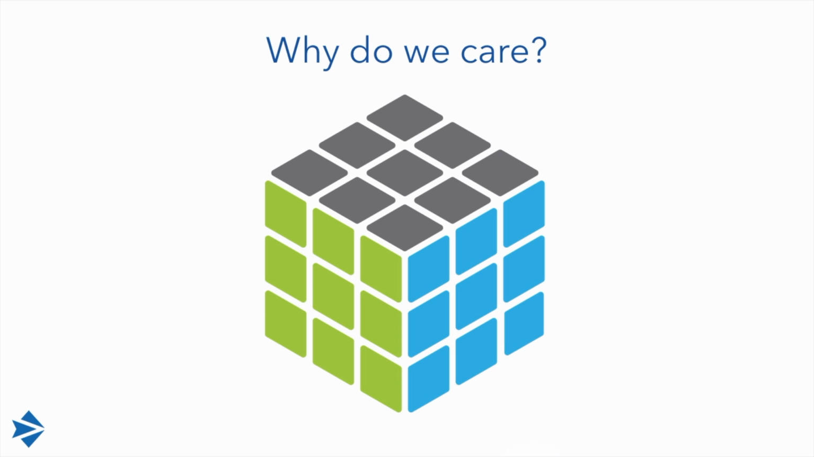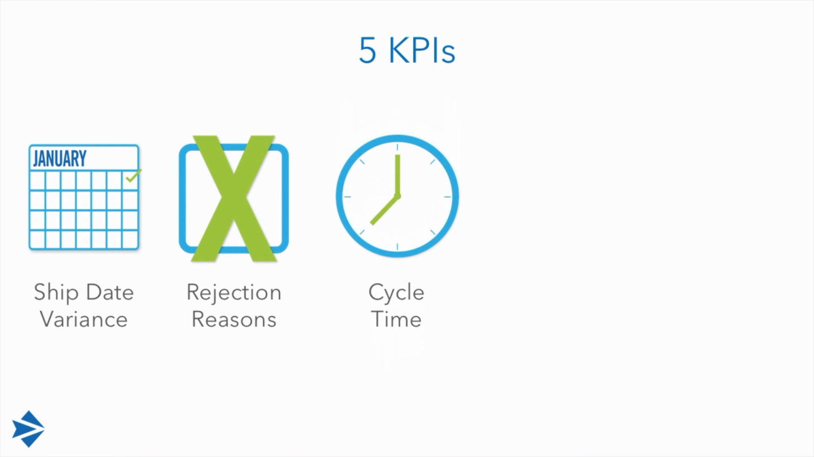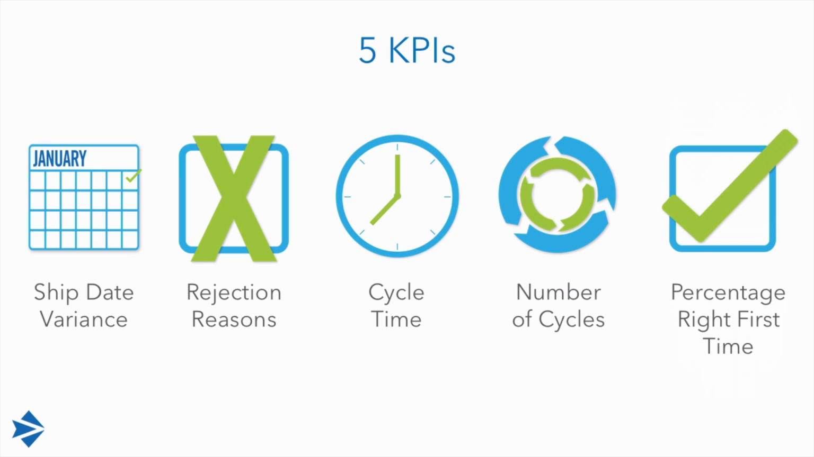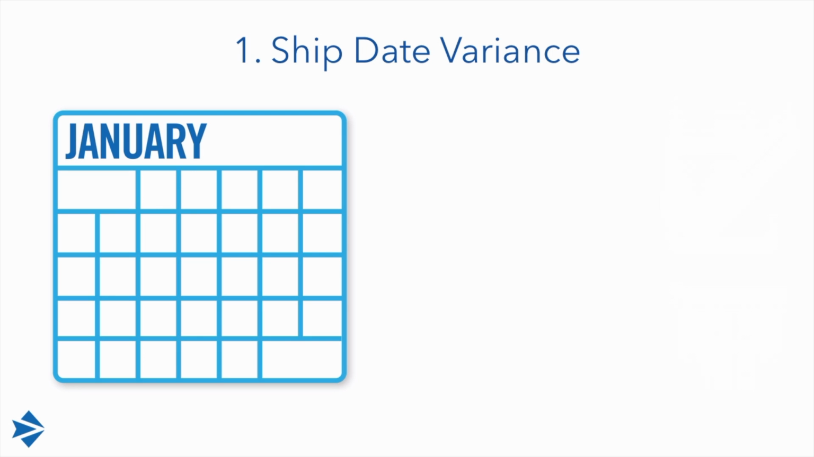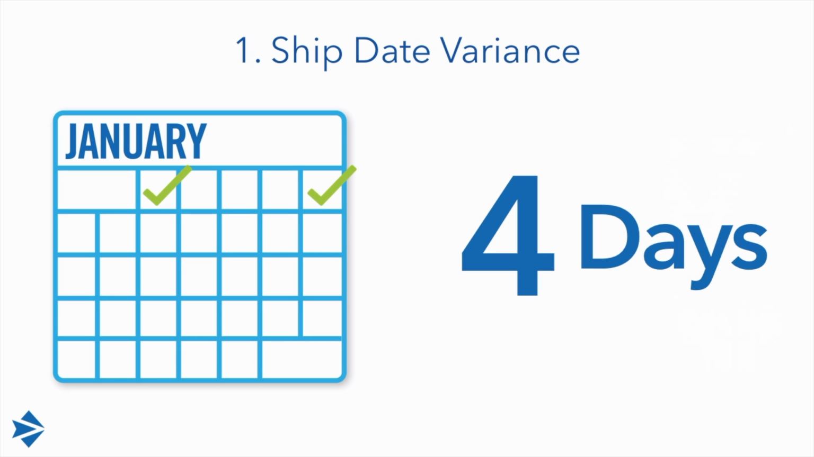So we're going to talk about metrics. We're focusing basically on 5 KPIs today. And just running through these, we have our ship date variance, we have rejection reasons, so why are things sent back for rework? We're talking about cycle time, number of cycles, and percentage right first time. So we work with a lot of clients in the retail, consumer goods, and pharmaceutical area, or life sciences. And we have various KPIs for all of our clients, but these seem to be the common 5 that most if not all of our clients use. And so we'll just run through each of these and talk about them in a little bit more detail here.